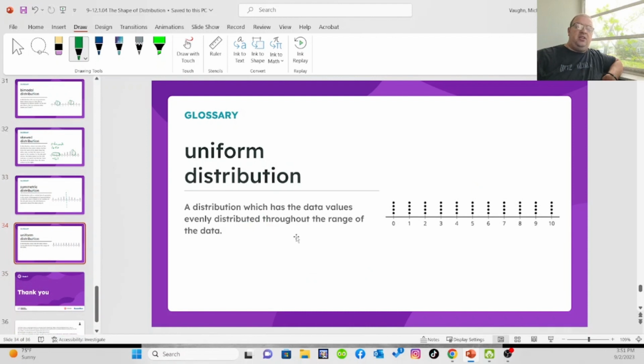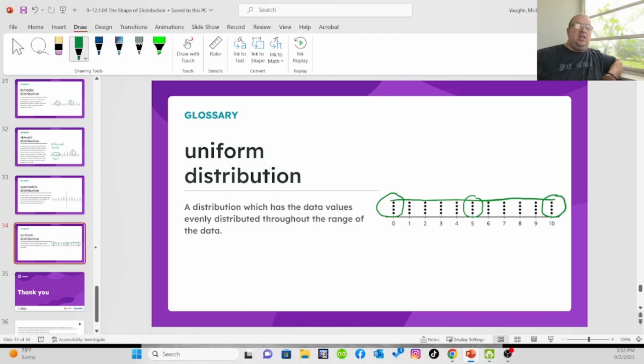And finally, uniform distribution. A distribution which has the data values evenly distributed throughout the range of data. So if we look, this distribution is flat all the way across. That is uniform. There's just as many answers in the beginning as there is in the middle as there is on the end.